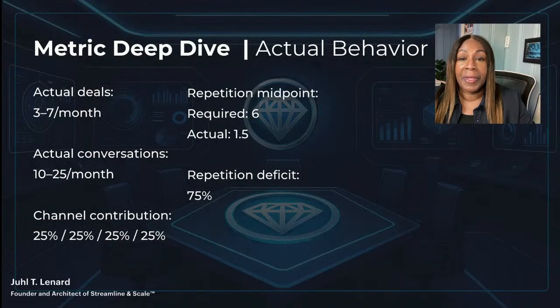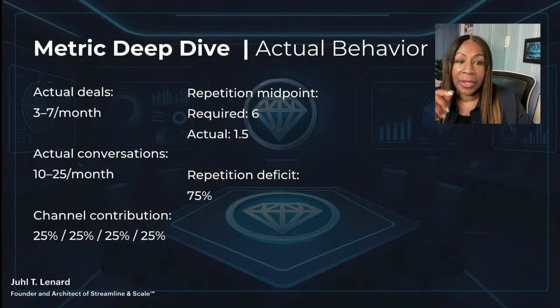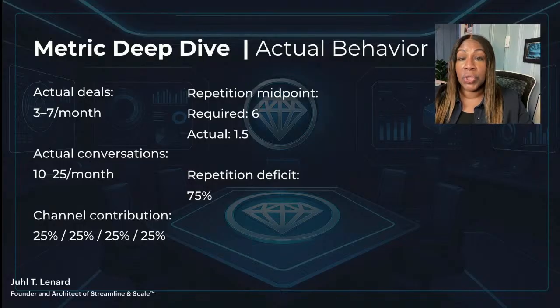Now, this is what the actual behavior looks like. You actually have 3 to 7 deals a month, which is aligned. Conversations 10 to 25 a month. That's aligned with what we said we required. But here now, look at the channel distribution. So we're on 4 channels. 25% of our content goes on each one of those 4 channels.